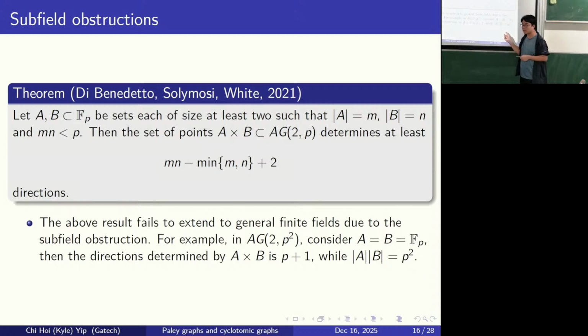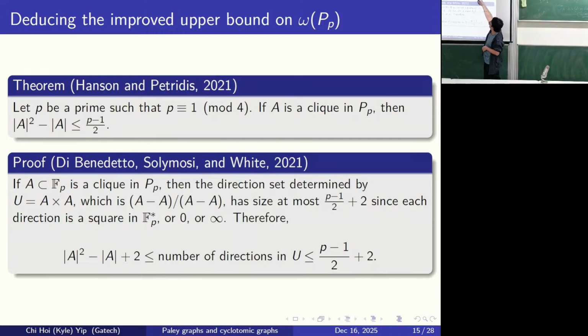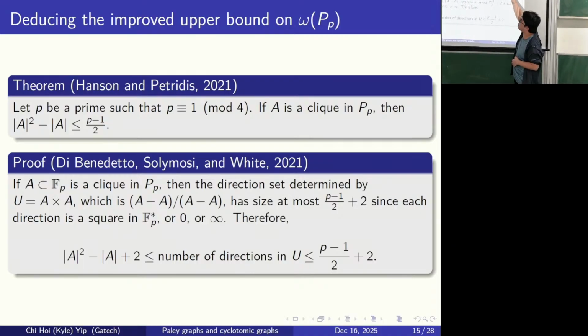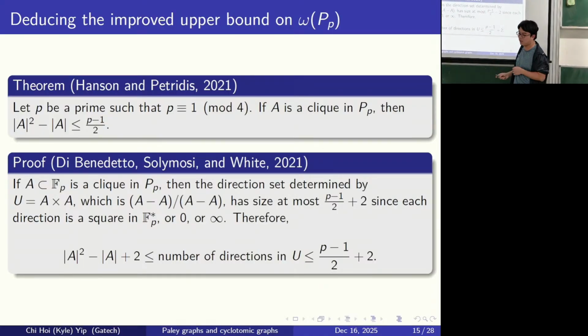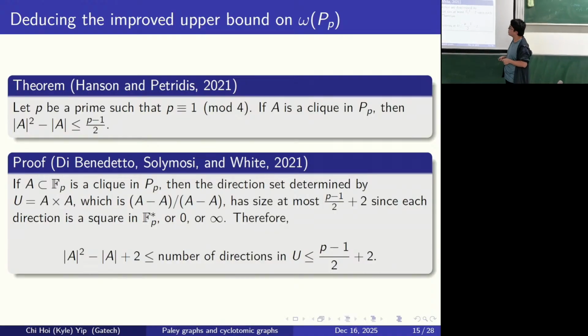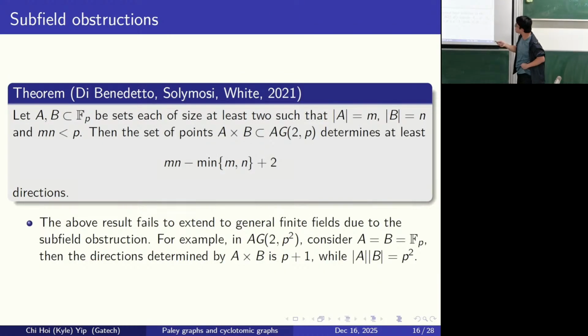Okay, and this should be consistent with the result we discussed earlier, because if this result actually extends to all finite fields, then you would show that for all prime powers q, you have this upper bound on the clique number. But previously we discussed that when q is a square, the clique number is precisely square root of q. So this cannot be true for all finite fields.